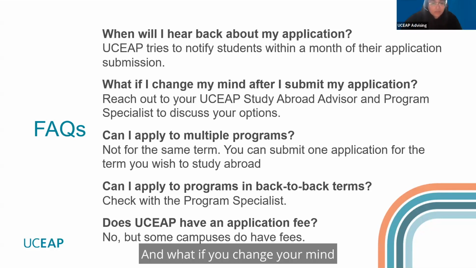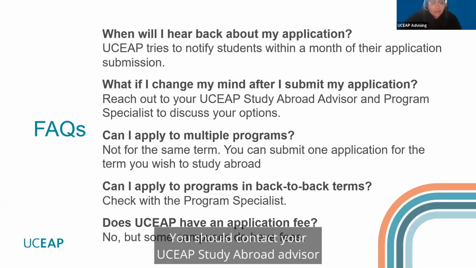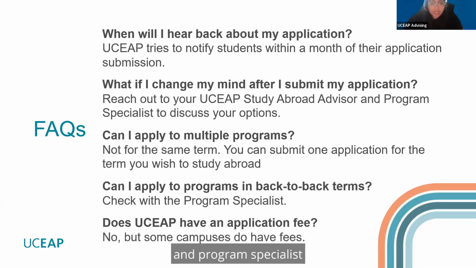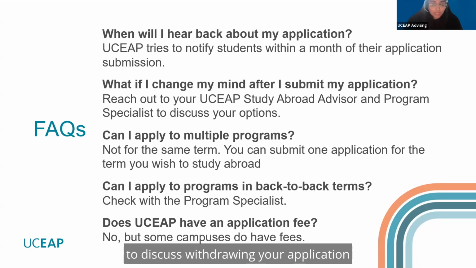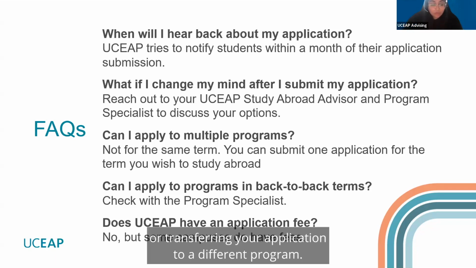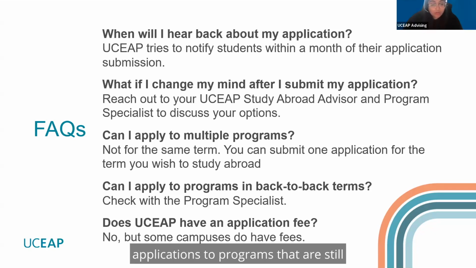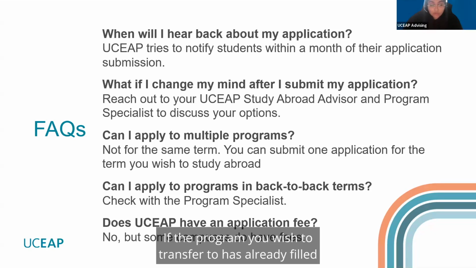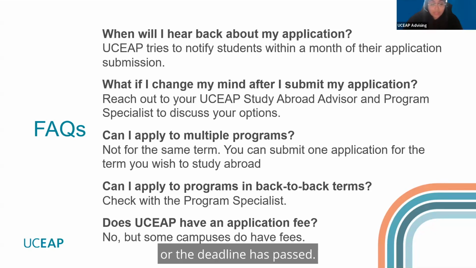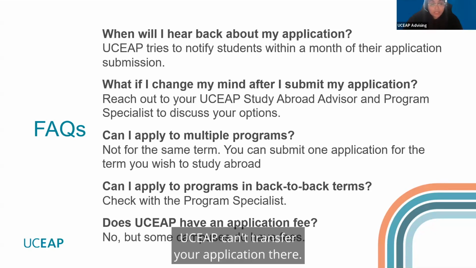And what if you change your mind after you submit your application? You should contact your UCAP Study Abroad Advisor and Program Specialist to discuss withdrawing your application or transferring your application to a different program. Please keep in mind that UCAP staff can only transfer applications to programs that are still accepting applications. If the program you wish to transfer to has already filled or the deadline has passed, UCAP can't transfer your application there.